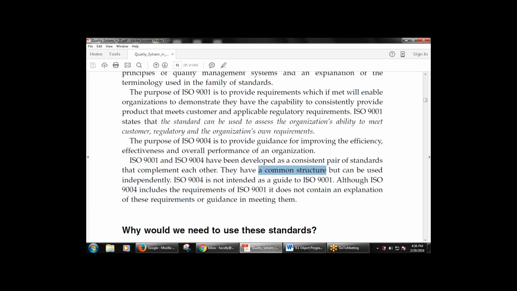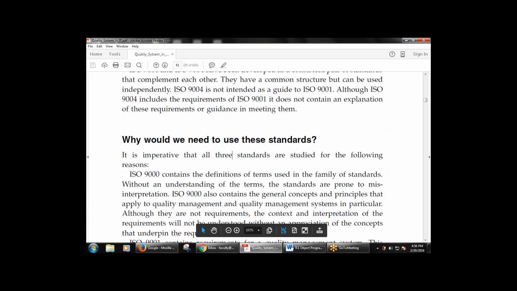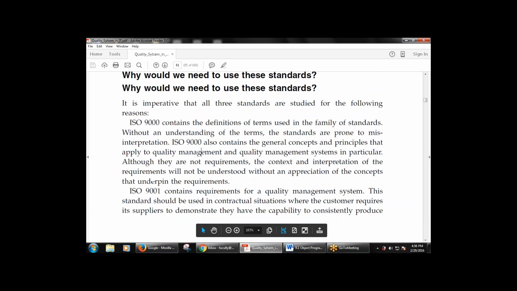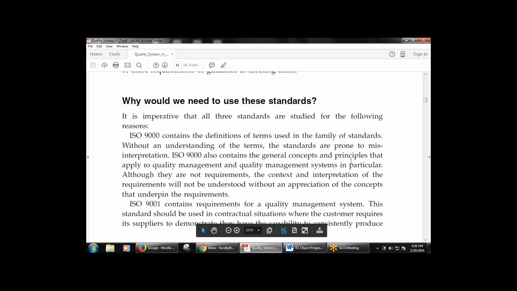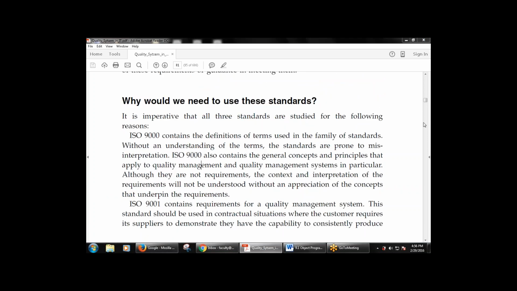Also, ISO 9000 includes the requirements of the ISO but does not contain the explanation of these. Next question: why would we need to use these standards? What is the main aim, or why is there a requirement for these standards in the organization? So what are the various reasons? Because they improve the quality, first of all. That is the main use of these standards.